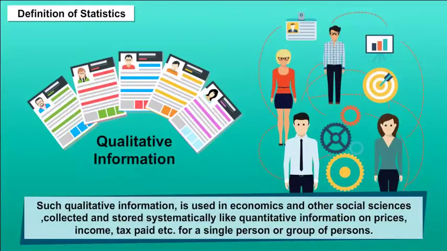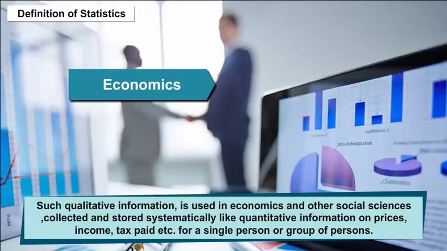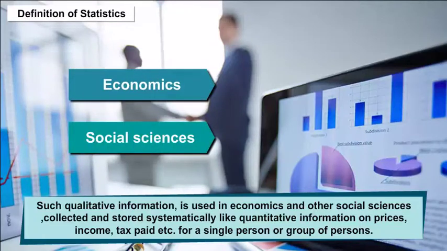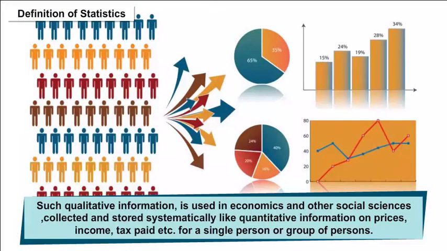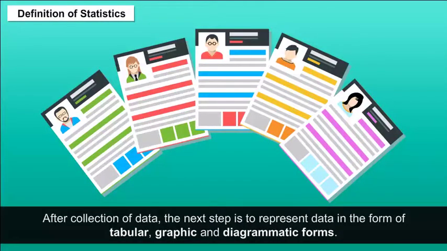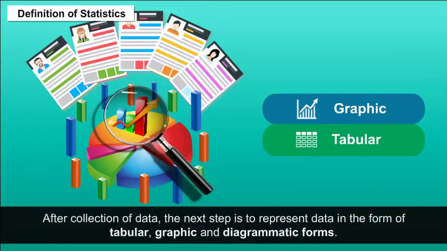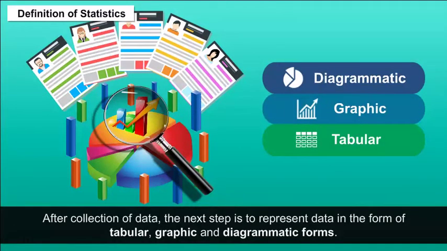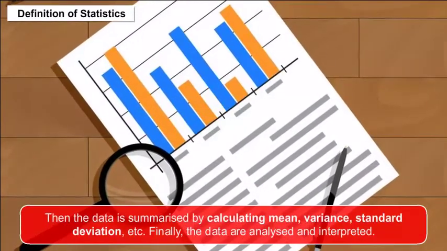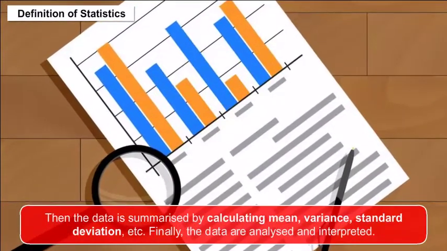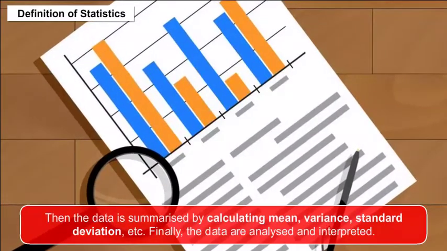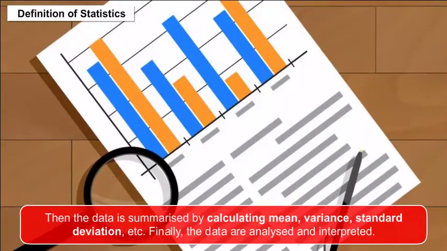Such qualitative information is used in economics and other social sciences, collected and stored systematically like quantitative information on prices, income, tax paid, etc. for a single person or group of persons. After collection of data, the next step is to represent data in the form of tabular, graphic, and diagrammatic forms. Then, the data is summarized by calculating mean, variance, standard deviation, etc. Finally, the data are analyzed and interpreted.